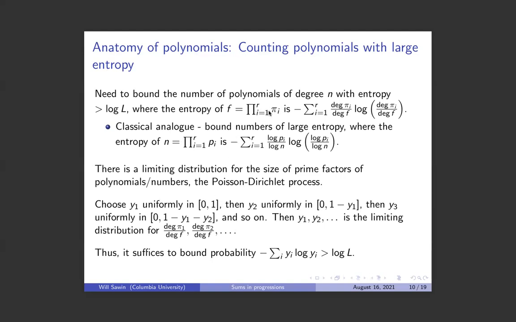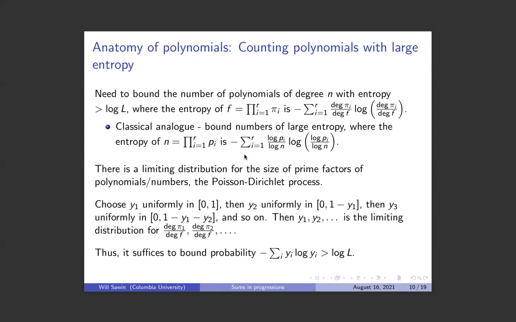So for the entropy of a polynomial f, if I can write it as a product of prime factors pi i, it is going to be the sum over all pi i of degree pi i over degree f times log of degree pi i over degree f, with a minus sign in front. And similarly, for numbers, the entropy of a number n is the sum over prime factors pi of log pi over log n times log of log pi over log n, with a minus sign thrown in front. And so we can ask how many polynomials or how many numbers are there of high entropy.